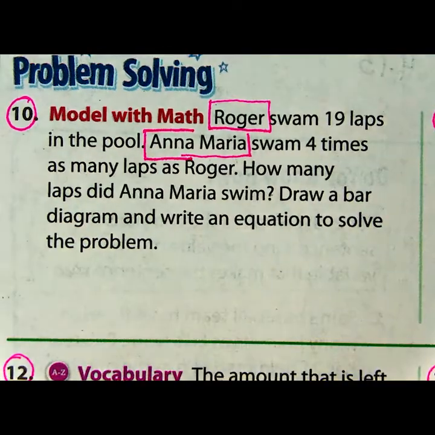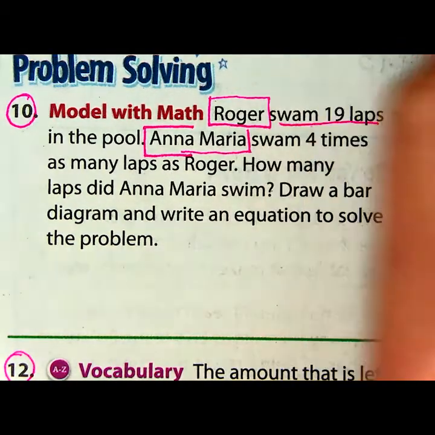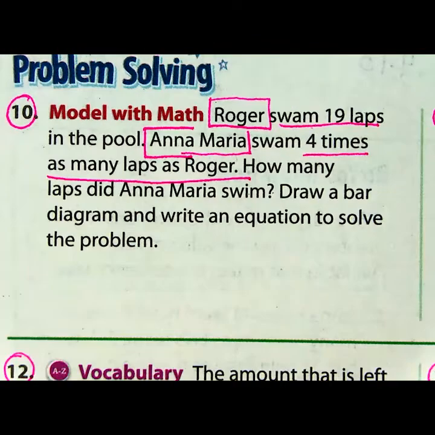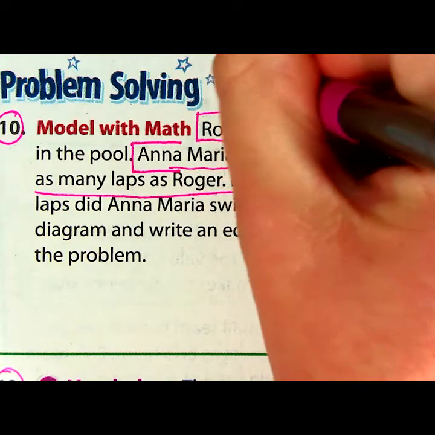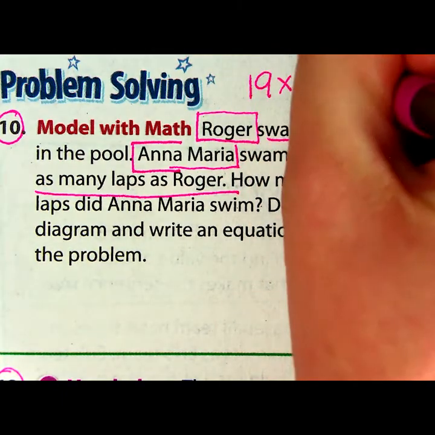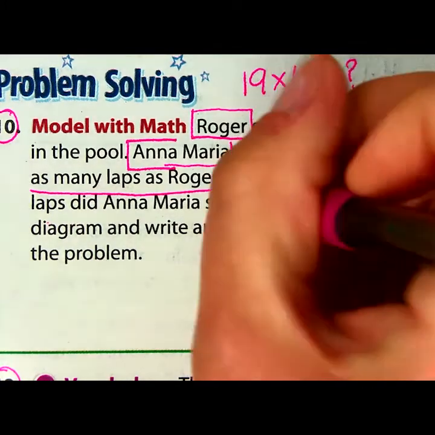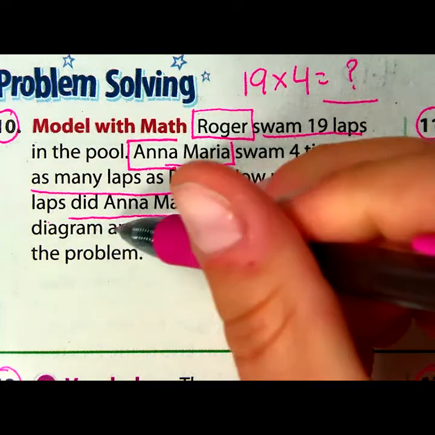Now we need to go back and think, okay, how many did Roger swim? 19. How many did Anna Maria swim? 4 times as many as Roger. So we're comparing using multiplication. You're right. That is 19 multiplied by 4 is equal to, who knows? How many laps did Anna Maria swim? So now we have to solve for the number Anna Maria swims. Draw a bar diagram and write an equation to solve the problem.